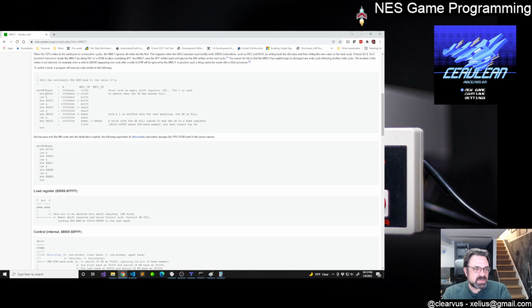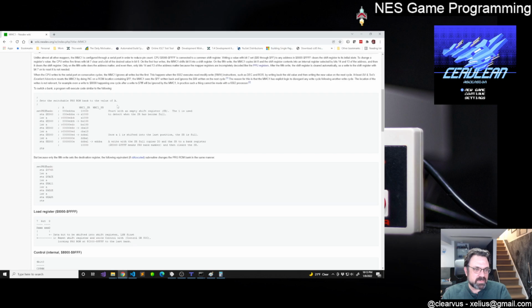And so it's going to store the value to reset things. Start with the empty shift register. The 1 is used to detect when the shift register has become full. And then it does a shift and a store and a shift and a store. So just writing each and every one of those bits into the mapper to tell it it wants to use whatever the value of A is as the program bank.